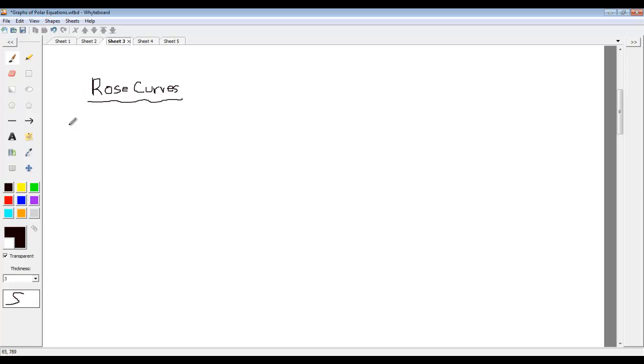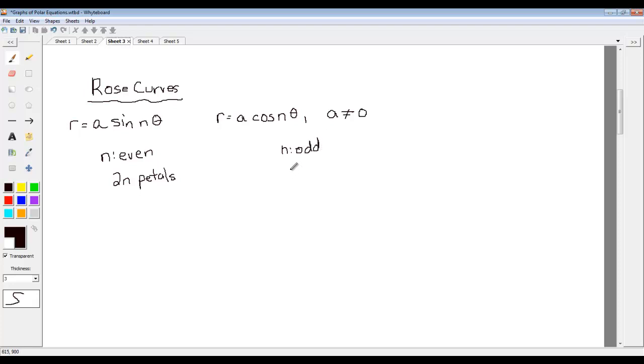If you have a polar equation of the form r equals a sine n theta, or if you have r equals a cosine n theta, where a is not 0, then you've got a rose curve. If n is even, you're going to have 2 times n petals. So whatever n is, it's going to be twice that for the number of petals. If n is odd, you'll have n petals. And they're all going to be spaced apart equally. And once again, like if it's cosine, one of your petals is going to start out on the x-axis.